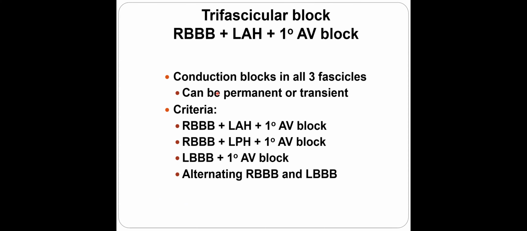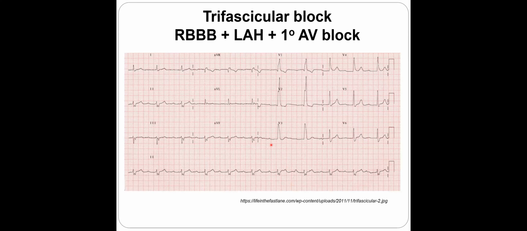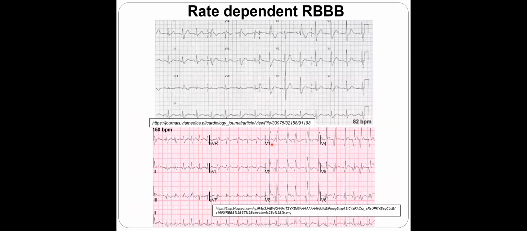Trifascicular block, usually what we said, it can be the right bundle branch block and hemiblock plus a first degree AV block, but it can be different. For example, if you do have a left bundle branch block, which means anterior and posterior missing, that is a bifascicular block, plus an AV block, that means the three. Or if you do have alternating right bundle branch block pattern plus a left bundle branch block pattern, that again can be considered as a trifascicular block as well. Okay, some pictures.